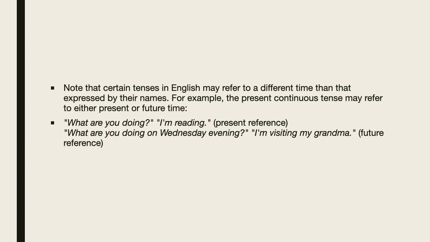So certain tenses in English may refer to a different time than that expressed by their names. For example, the present continuous tense may refer either to the present or the future time. So the name is present continuous tense, but the time that it is referring to is present or future time. So, what are you doing? I am reading. This is present reference. What are you doing on Wednesday evening? I am visiting my grandma. This is future reference.